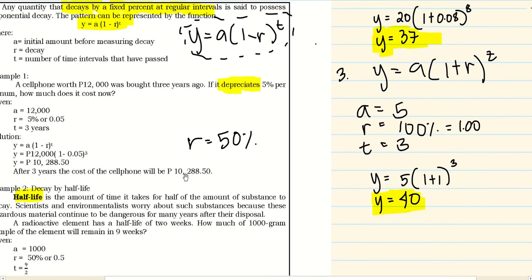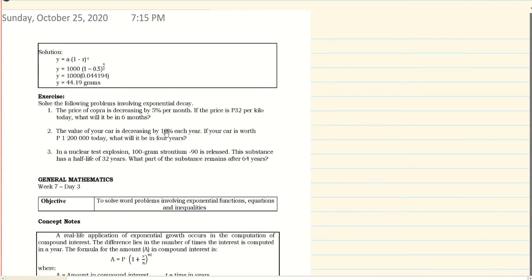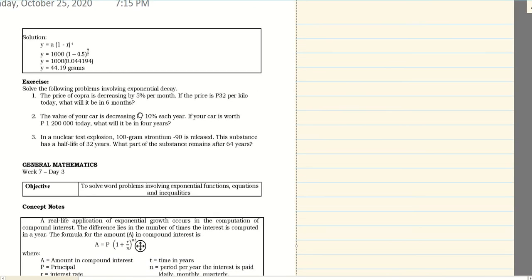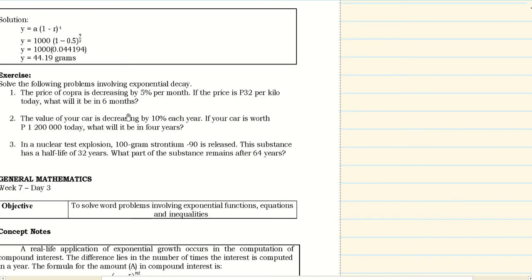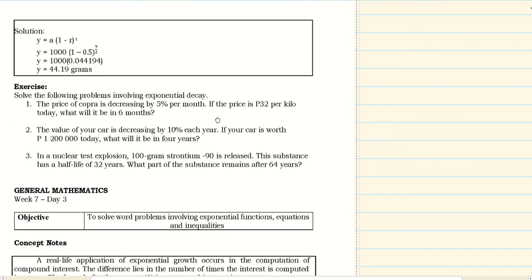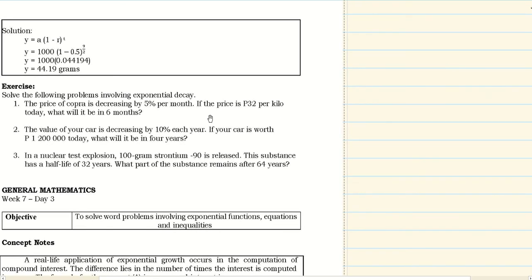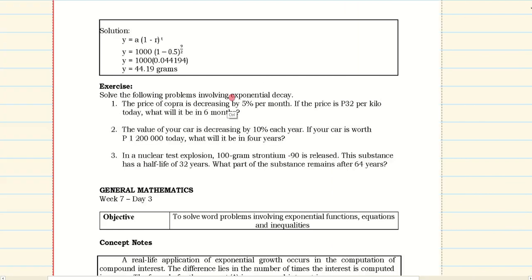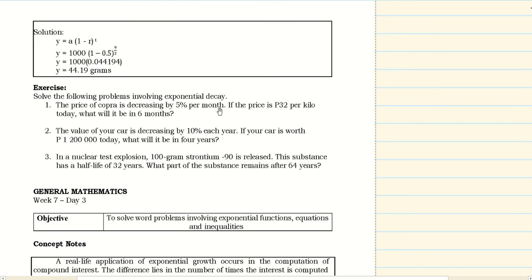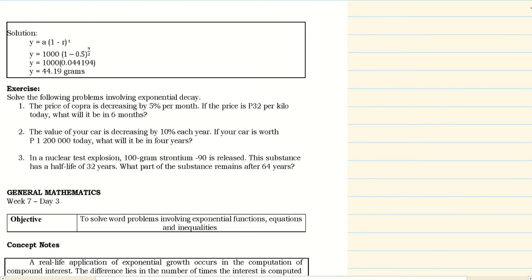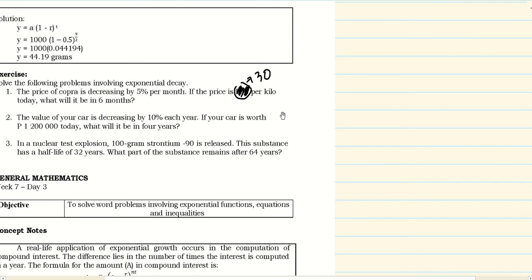Okay, so we have here our exercises. Let's go to the exercises. We will try to solve these exercises, but we will change the values. Here we have number 1. Instead of having 32, we'll change it to 30 pesos. Okay, number 1.